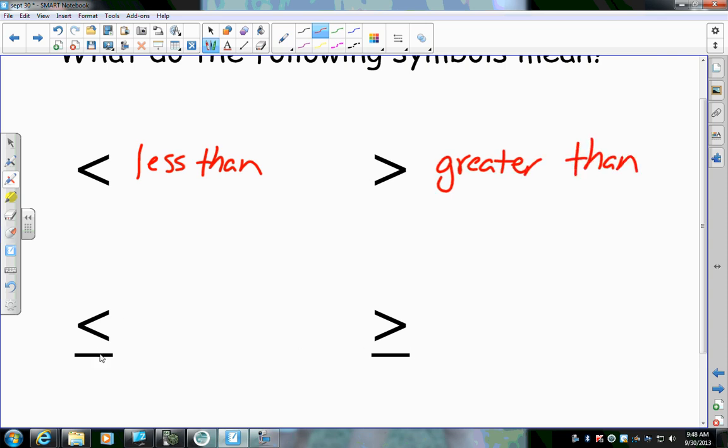Now, what does it mean when there's a bar underneath it? Equal to. So this first one on the left is less than or equal to. This other symbol right here, that's greater than or equal to.